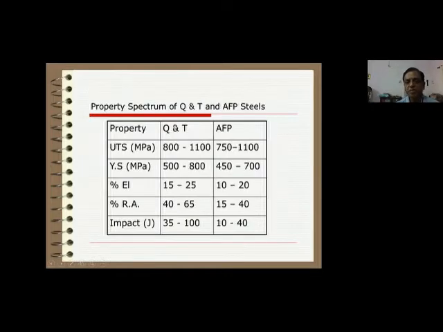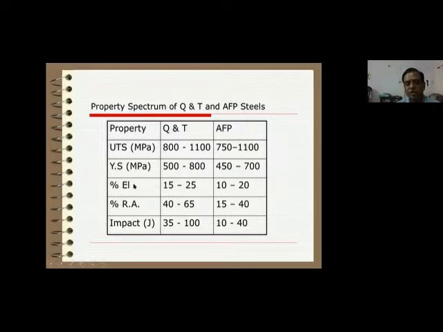So normally when we compare the properties of quench and temper versus microalloy steel, in quench and temper, the general requirement for ultimate tensile strength is 800 to 1100. In microalloy steel, you get roughly almost the same property, 750 to 1100. So it is very marginally lower compared to quench and temper. Similar is the case for yield strength. In quench and temper, normally you get better yield strength, like 500 to 800, as compared to microalloy steel, where it is a little bit low, 450 to 700. So where high yield strengths are required, one has to go for quench and temper.